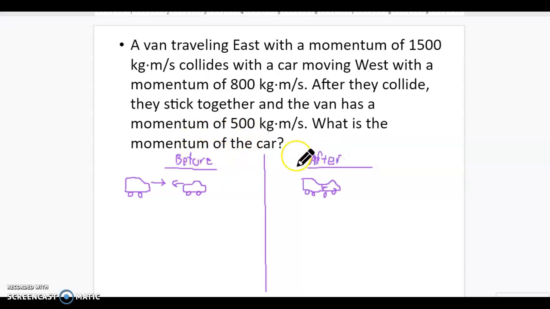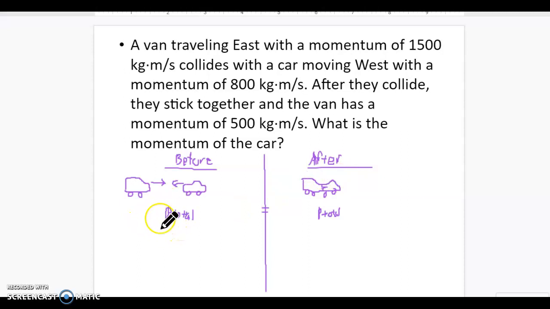So we did this, we wrote before and after, and now we drew our pictures before and after the collision. Now I'm going to go and write out my momentum total. So I'm just going to do this. Total momentum before is equal to the total momentum after. And I want to write this out this way because I'm now setting up my equation. My total momentum on the before side equals total momentum on the after side.